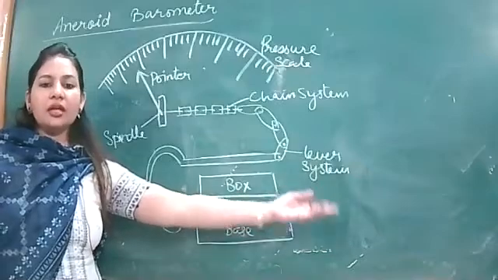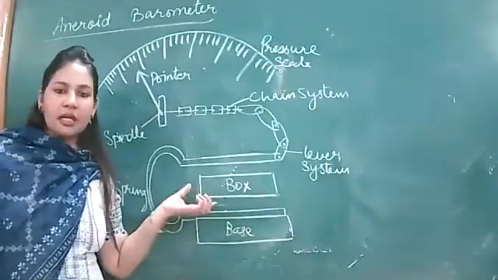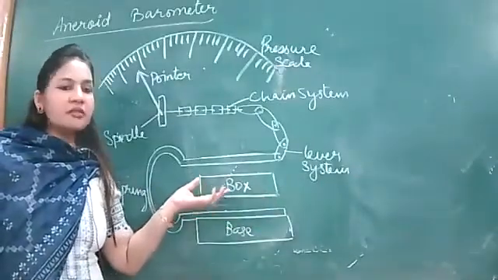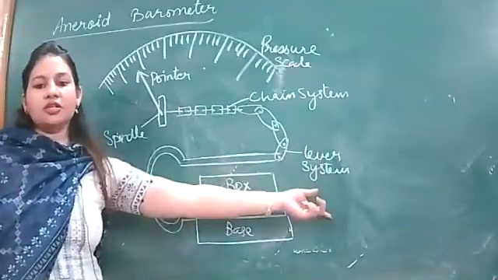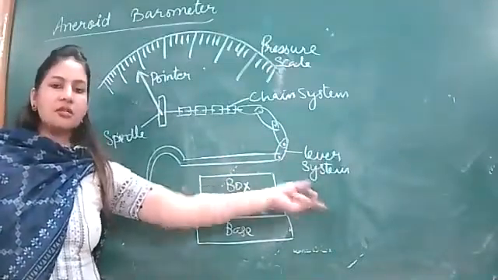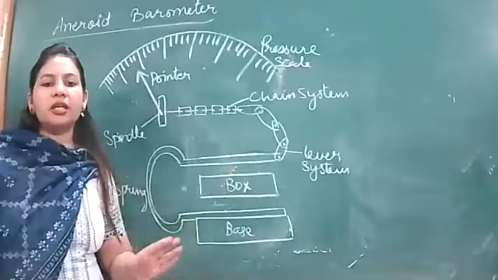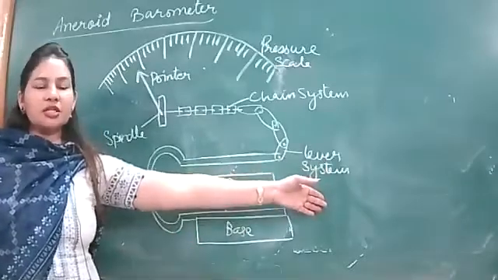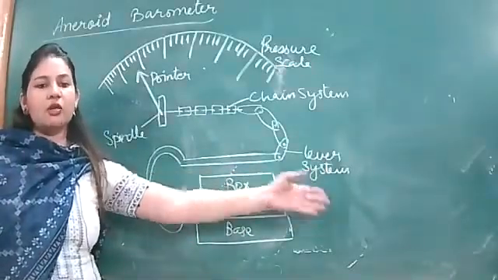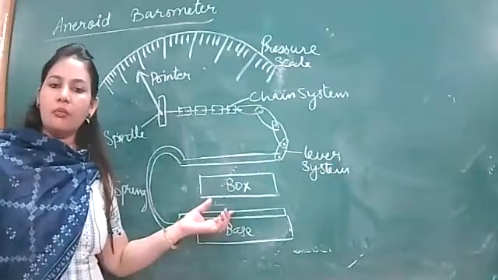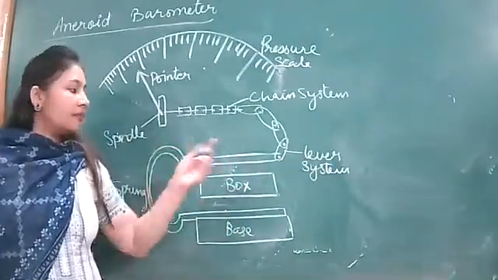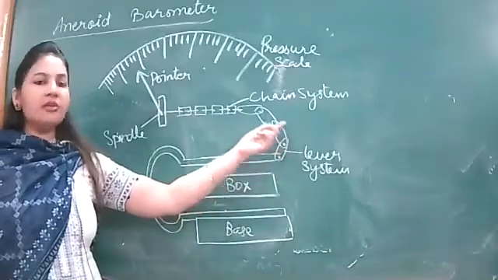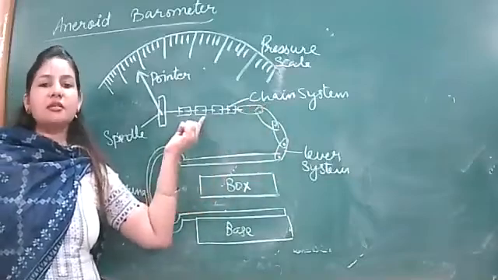Okay, and if the outside pressure decreases, that means inside pressure is more. So this box will move slightly outward, from region of high pressure to the region of low pressure. So there will be movement in both the cases. Whether the outside pressure is high or low, there will be movement of the box in both the cases, right? So this movement is very slight. It is magnified with the help of lever system and chain system.